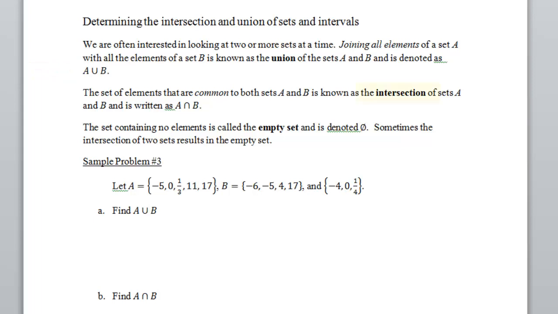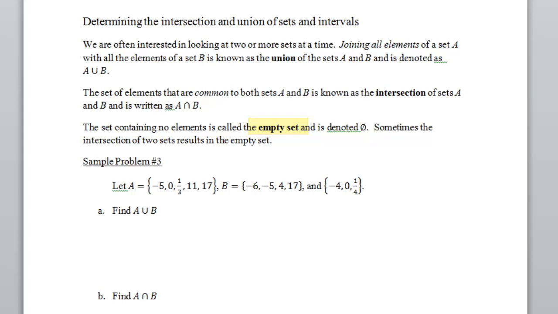If we're talking about two different sets and they have elements in common, those would be the intersection of the sets, and so all the parts that are exactly the same would be the intersection of the two sets. Now sometimes the sets don't have an intersection, and that's called an empty set, and the empty set is given with the 0 with the slash through it.